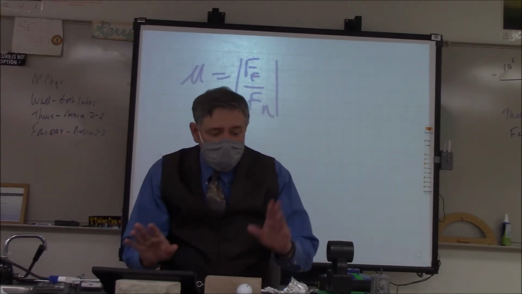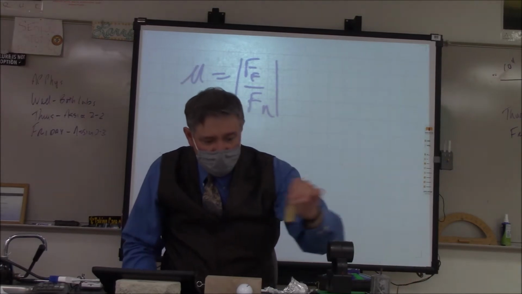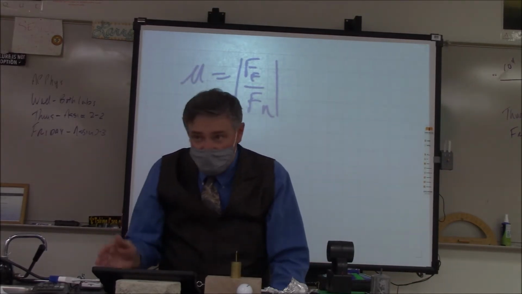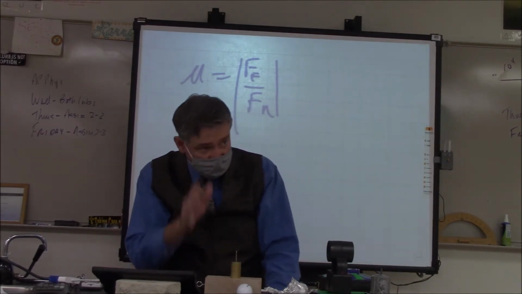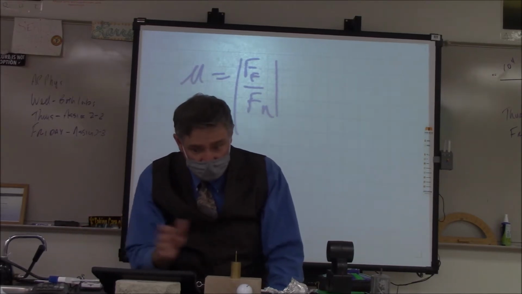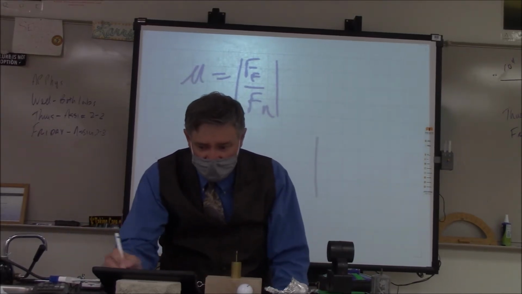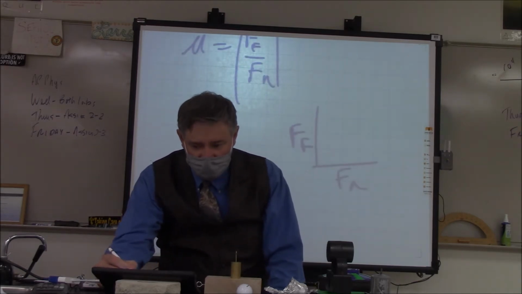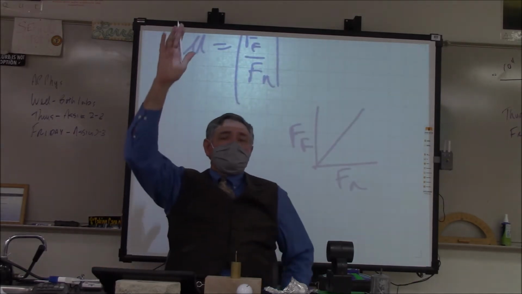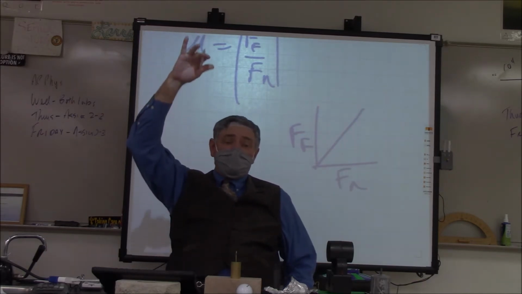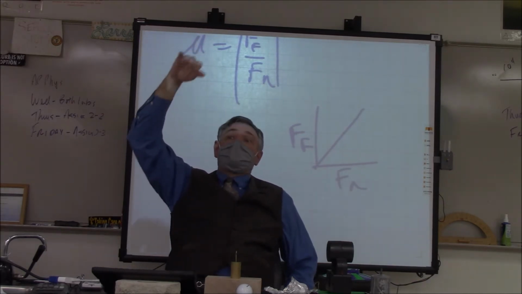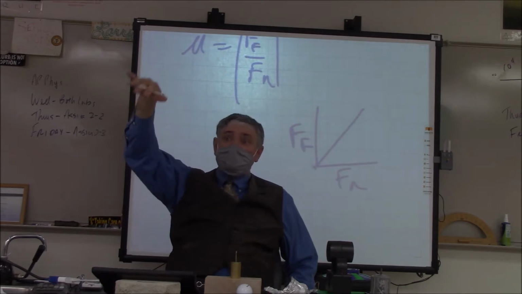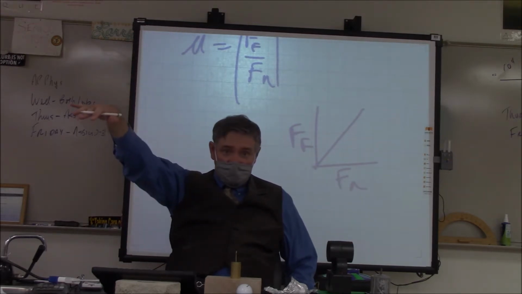So then the next part, you're going to begin to stack weights on top of it and do that same thing. You're going to add weights, pull it, add weights, pull it, add weights, pull it. You're going to draw a graph with force friction and force normal. You're going to find the slope of that line. Pay attention to the fact that I want you to draw a line of best fit. I want to see the points that you circle. I want to see how you found that slope.